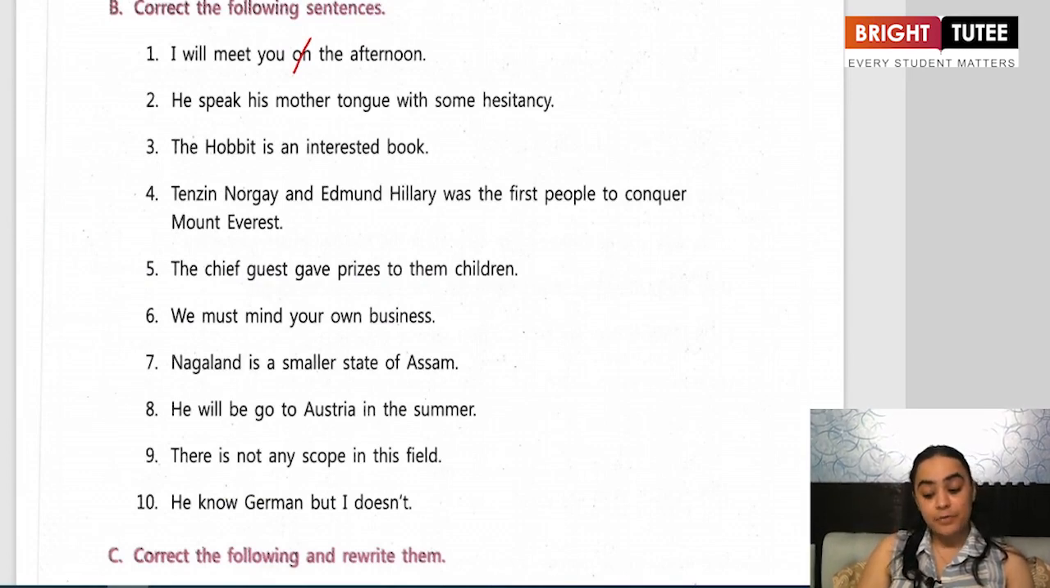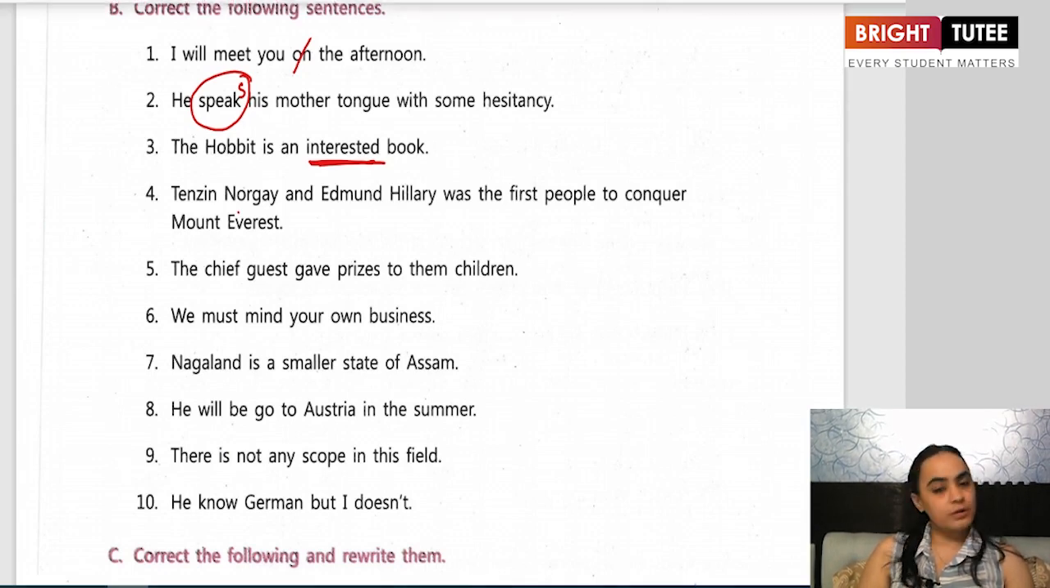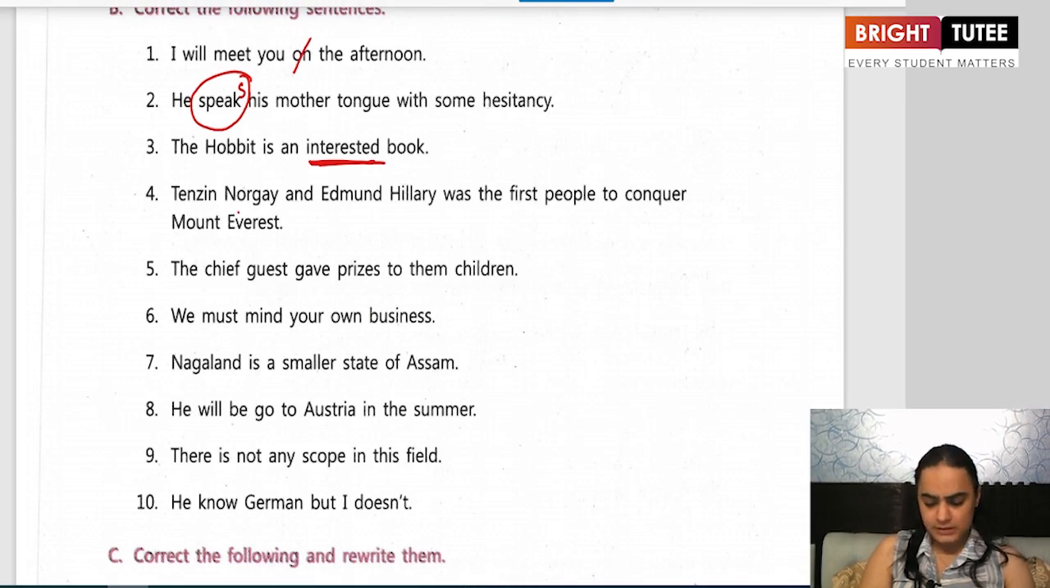He speak his mother tongue with some hesitancy. With he, the verb will have an S at the end of it. So he speaks his mother tongue with some hesitancy. The Hobbit is an interesting book. Not interested, interesting book. Tenzin Norgay and Edmund Hillary was the first people to conquer Mount Everest. Do we say was the first people? No, we are talking about 2 people here, so were the first people.